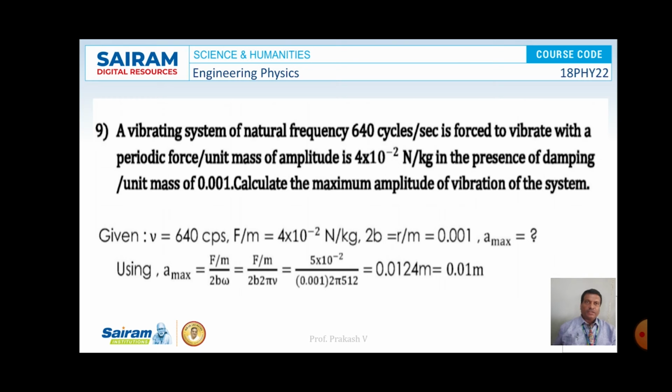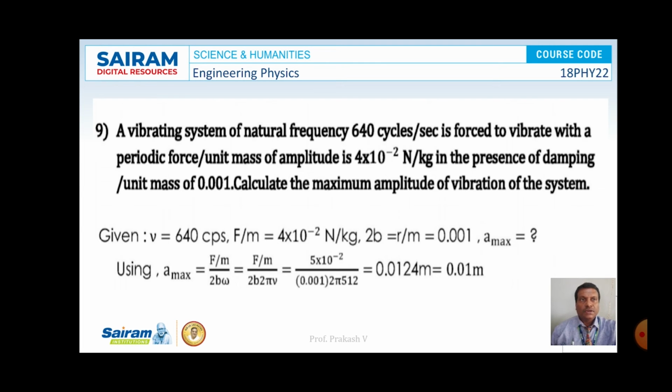So we know that A max is equal to F by M divided by 2B omega. So substitute the value of 2B and omega here, and also the value of F by M. Then on simplification we will get the value of A max is equal to 0.0124 meter, or it is equal to 0.01 meters. So that's the solution for the given problem.